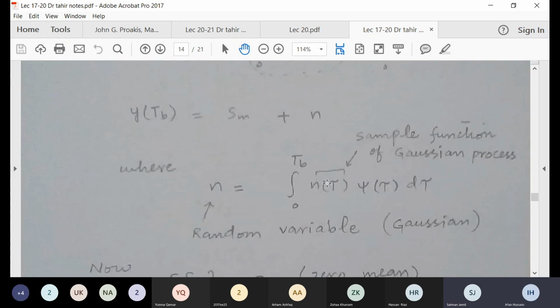सर ये मेरे ख्याल ये जो इंटीग्रल है ये बेसिकली क्या एक लीनियर कॉम्बिनेशन नहीं है इनफाइनाइट नंबर ऑफ जीरो मीन रैंडम वेरिएबल्स का?